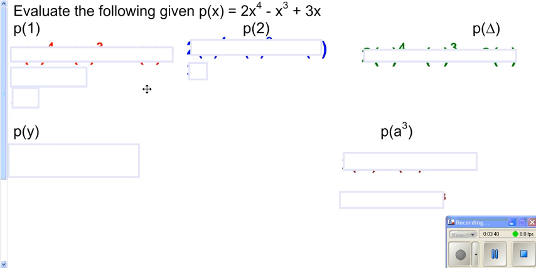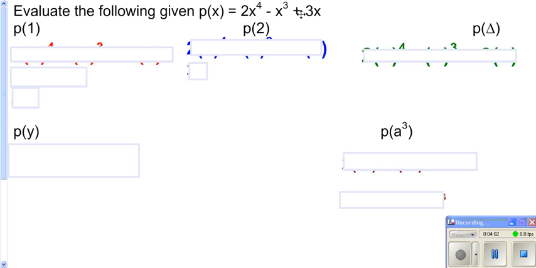Well, we want to continue to look at function notation. Here we're given our function at the top. You want to raise your input to the 4th power and double that. Subtract your input cubed, and then add your input tripled.